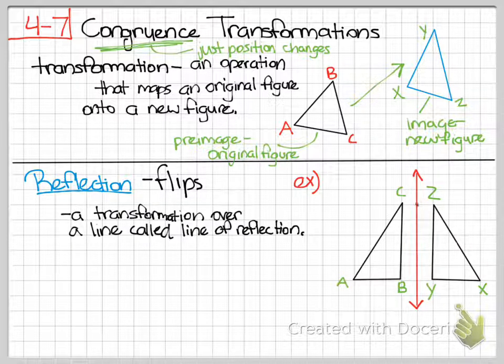So for instance, if you look at this red line, C and Z are both 1 square away from that red line. If you look at B and Y, they are also both 1 square away from that red line. And then if you look at A, it is 1, 2, 3, 4 away from that red line. And then let's look at X, it is also 1, 2, 3, 4 away from that red line. So we know that that's going to be a reflection because A and X are equidistant from the red line, B and Y are equidistant, and C and Z.